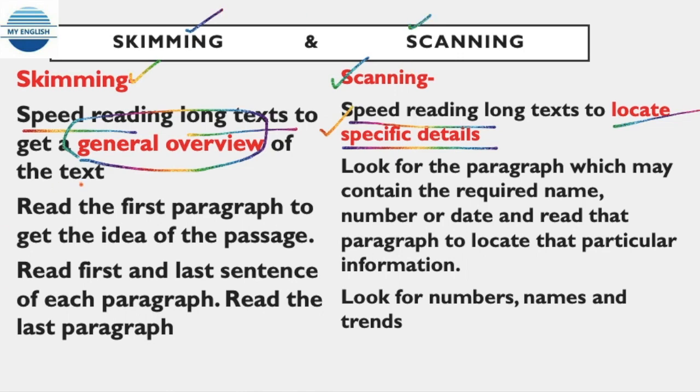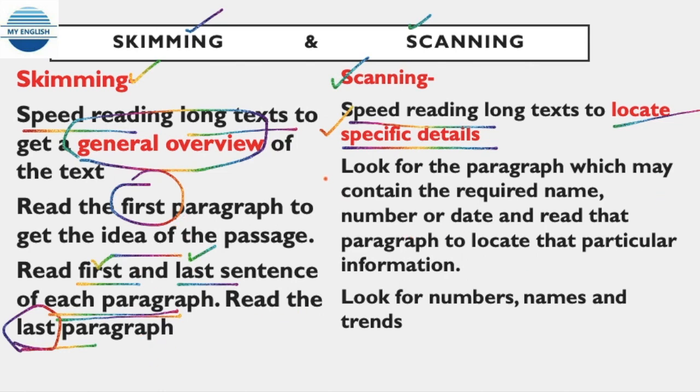So how you do the skimming is you read the first paragraph to get the idea of the passage. Then you read the first and the last sentence of each paragraph, and finally you read the last paragraph. So you are reading the first paragraph completely, the last paragraph completely, and you're reading the first and the last sentence of each paragraph that comes in between the first and the last one.